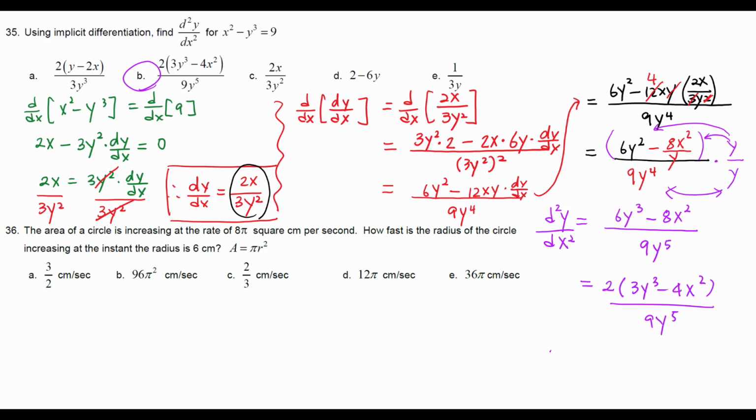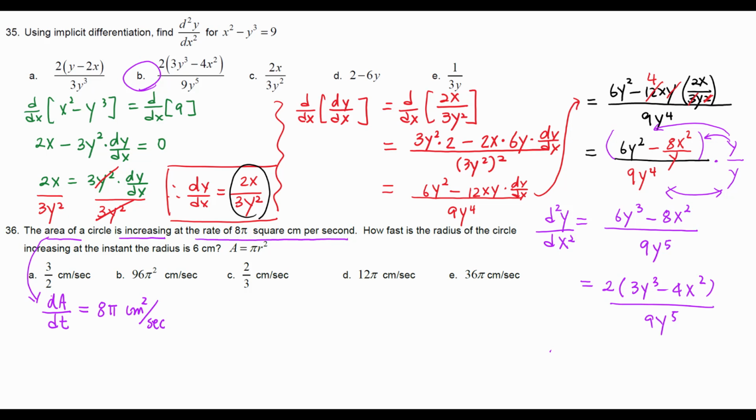Number 36. The area of a circle is increasing at the rate of 8 pi square centimeter per second. So this is related rates. Remember how to do this? Okay, so area is increasing at the rate of 8 pi square centimeter per second. So what's given is the rate of change of area with respect to time t. And they said it is increasing, so it must be positive. And it is 8 pi square centimeter per second.